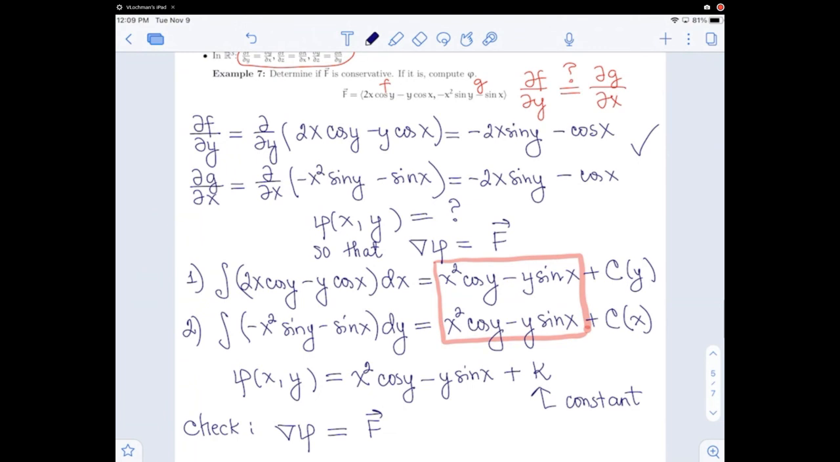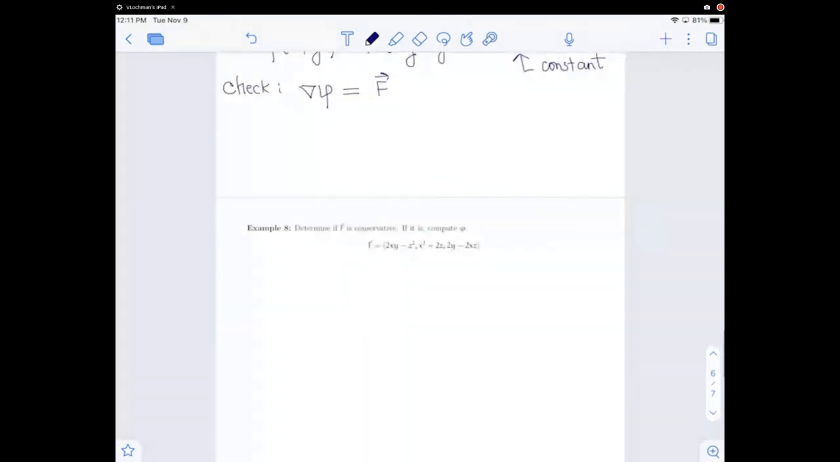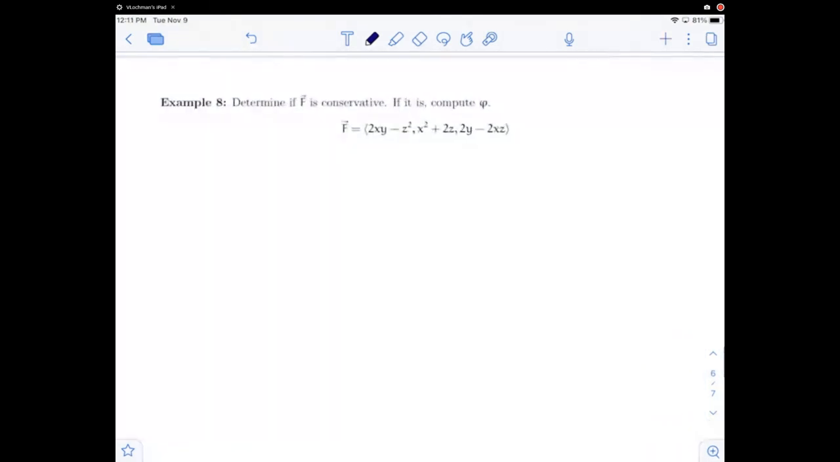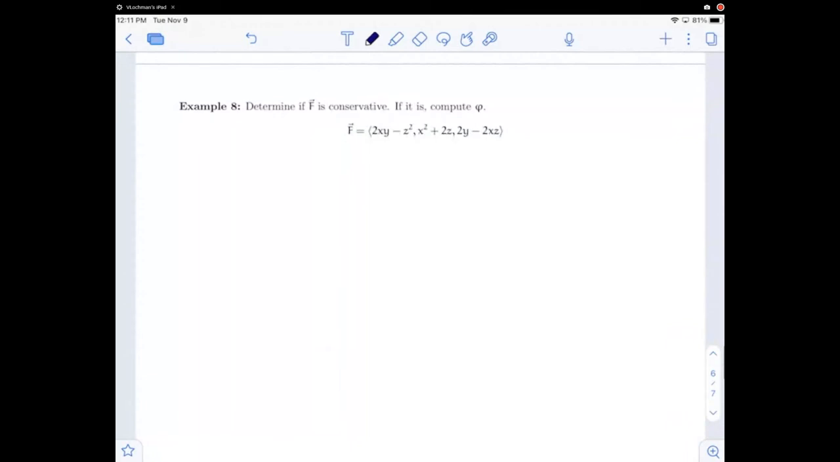All right, if there are no questions, let's now take a look at a vector field in R3. Same idea: determine if F is conservative. If it is, compute phi. Now let me give you just a quick little warning.